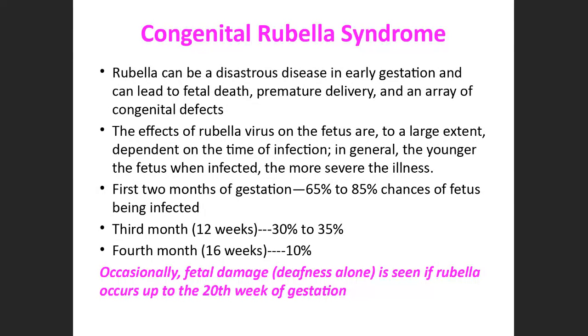In the first 2 months of gestation, there is a 65 to 85% chance of the fetus being infected. If it is the third month, like 12 weeks, then 30 to 35%. And if it is after that, like 16 weeks, then it is 10%. Sometimes what we see in the fetus is only deafness with this rubella virus. If it occurs around the 20th week of gestation, the baby will have deafness. Then you must think about rubella.